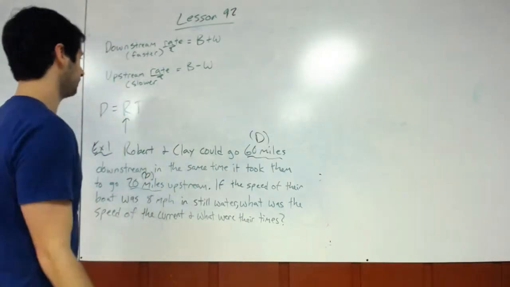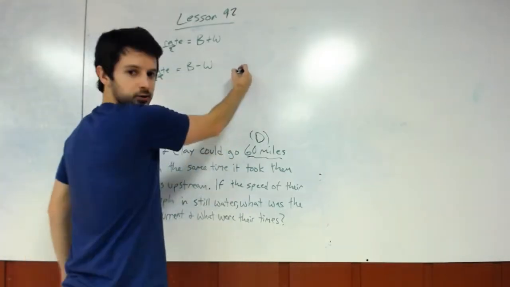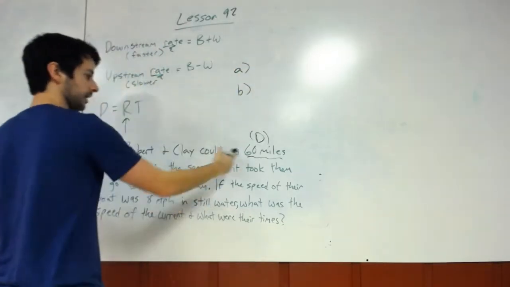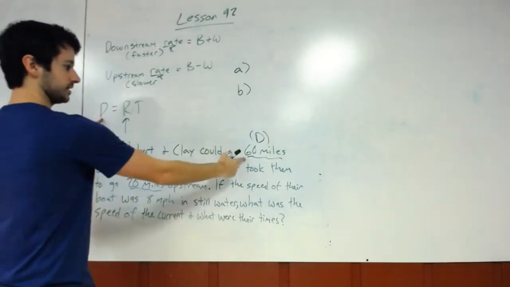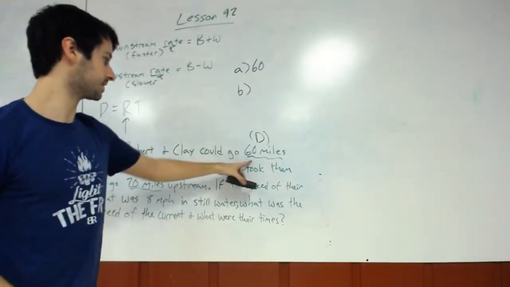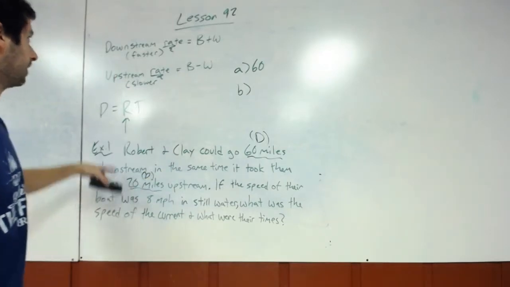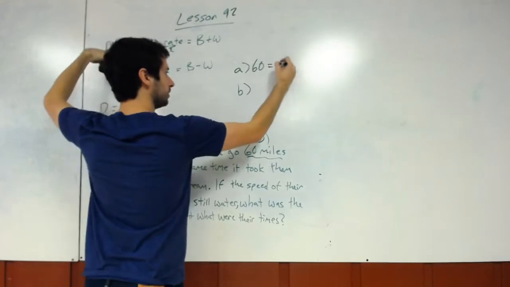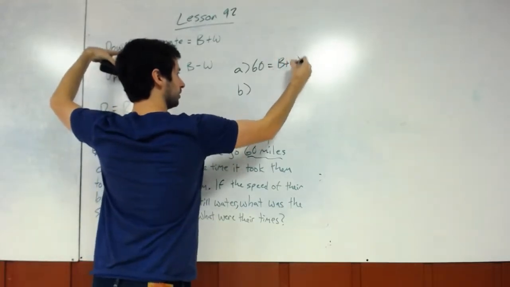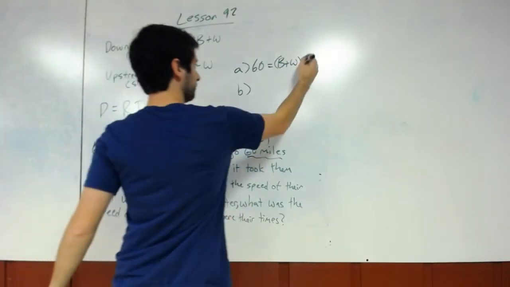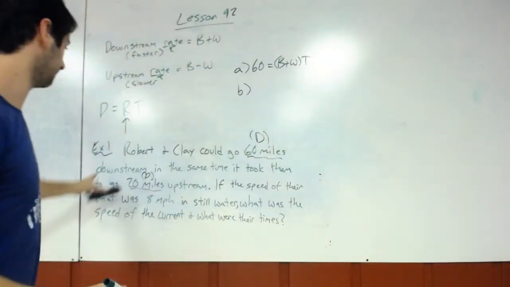All right, so I'm going to call it equation A and equation B. In equation A, I know my distance is 60. What else do I know? They could go 60 miles downstream. Well, downstream means we plug in B plus W for my rate. I'm going to put a T there for time right now, because that's what we know so far.